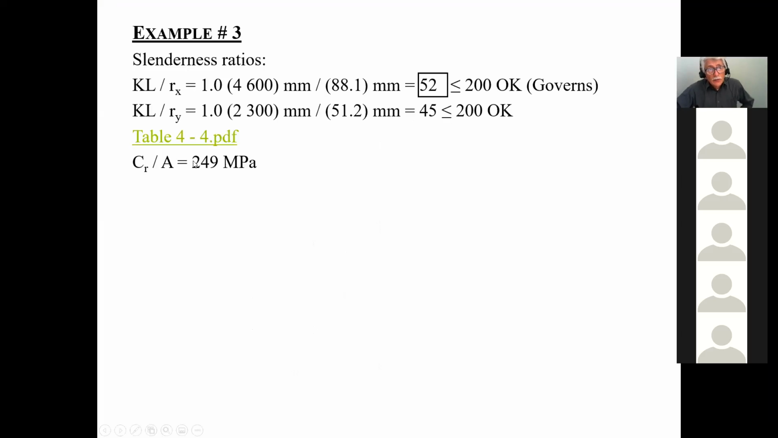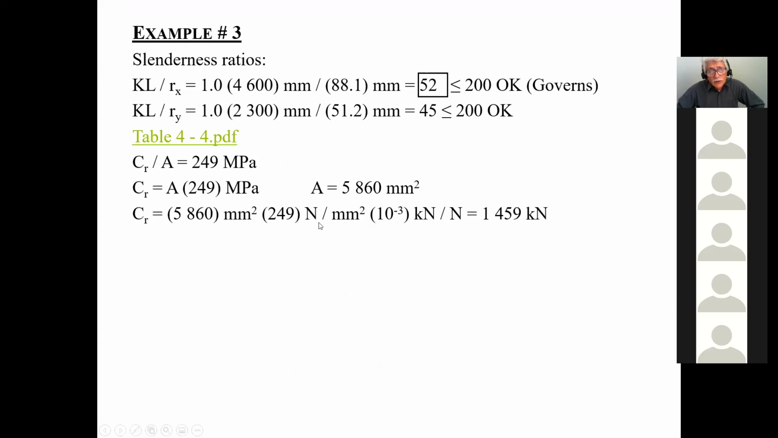So I got the value of 249 MPa and I got the area from the other table. So there I can simply do the calculation. And of course, because this is newtons per millimeter squared and this is millimeter squared, I end up in newtons. Therefore, I have to multiply by 10 to the minus 3. And this column can hold 1,459 kilonewtons, which is pretty good.